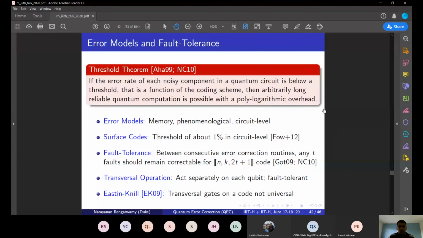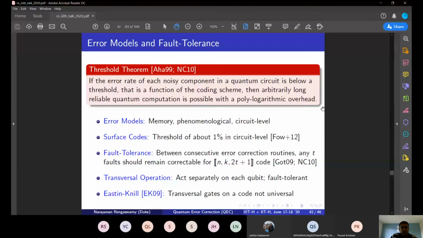The reason quantum error correction works is because of some key ideas. So we saw yesterday about this discretization of error principle. The other thing is this threshold theorem, which says that as a function of your coding scheme, if you can reduce the physical error rates of the components of your circuit below a threshold, then it is possible to do arbitrarily long reliable computation with not too much overhead. So this is a key result.